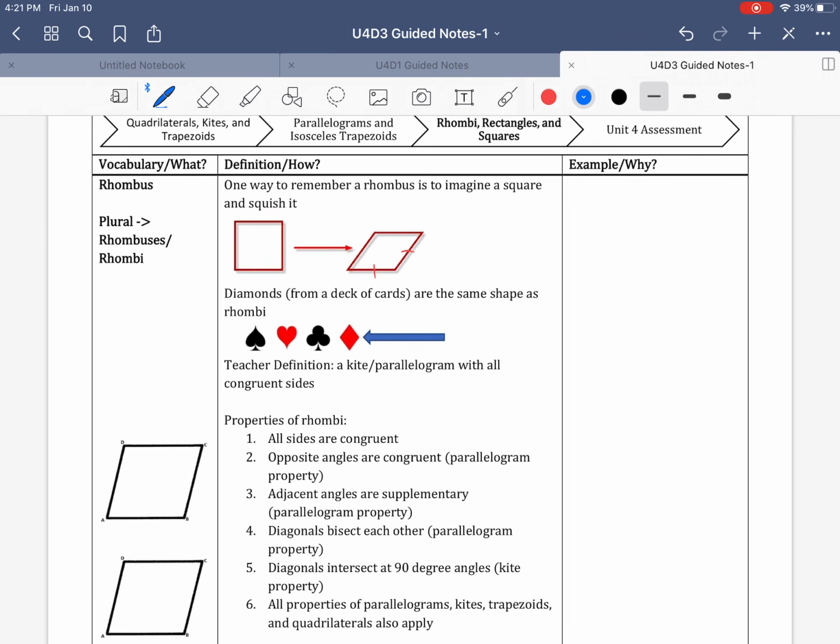The first shape we're going to talk about today is the rhombus. One way to remember what a rhombus is, is to imagine that you are squishing it. If we put a bunch of pressure at a sideways angle, you can imagine that it will squish over to the shape on the right. And that's what a rhombus is. You know that squares have 4 congruent sides, and that wouldn't change when you squish it. So you'd still have 4 congruent sides, but now it wouldn't have those 90-degree angles anymore. Similarly, diamonds, like from a deck of cards, are the same shape as rhombi.